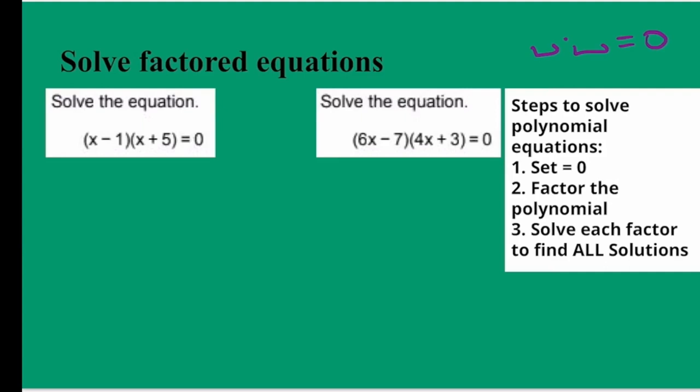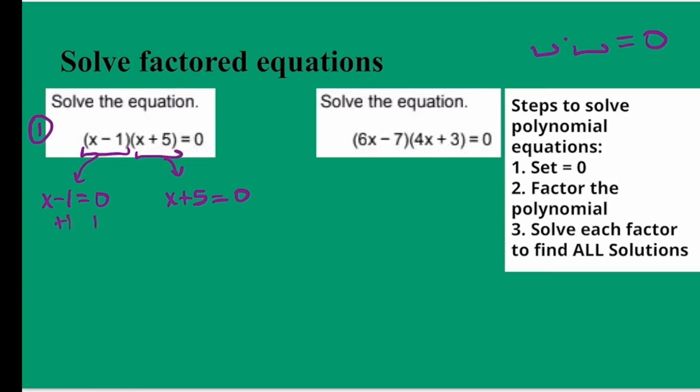So for the first problem, solve the equation x minus 1 times x plus 5 equals 0. Because this is already equal to 0 and it's already factored, the zero product property says that this factor or that factor has to be equal to 0. If they're going to multiply to give 0, one of them has to be 0. So we split the factors and we're solving for both of them.